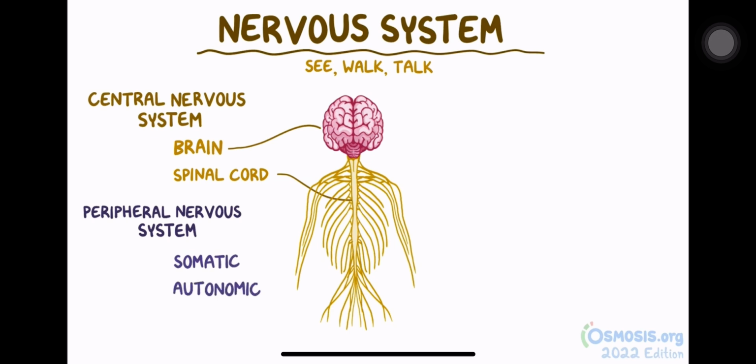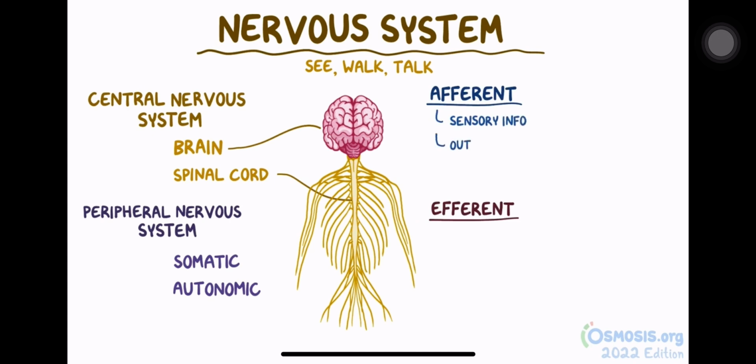Broadly speaking, the nervous system can be split into an afferent and an efferent division. The afferent division brings sensory information from the outside into the central nervous system, and includes visual receptors, auditory receptors, chemoreceptors, and somatosensory or touch receptors.